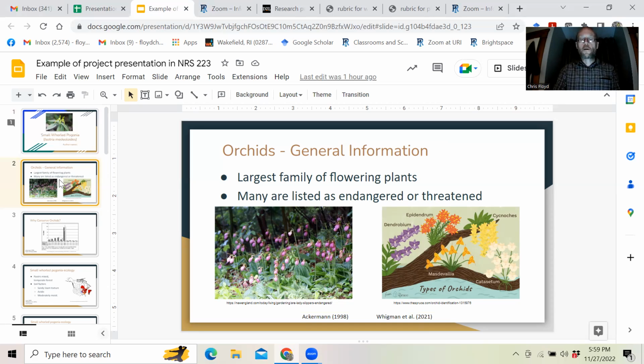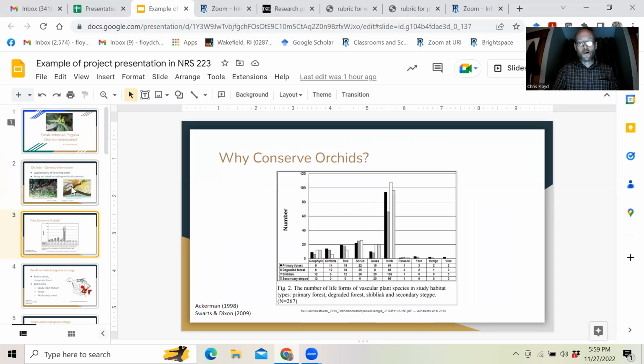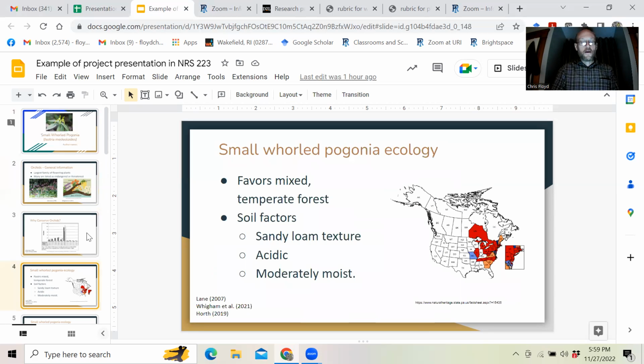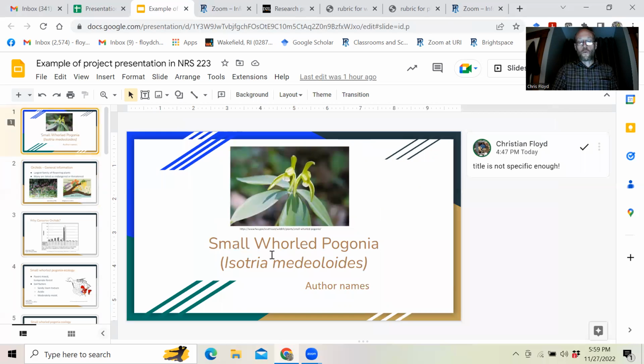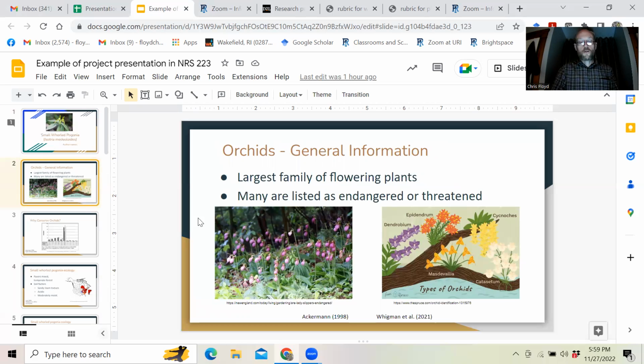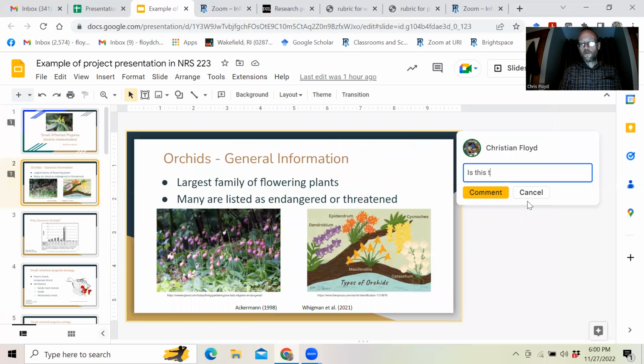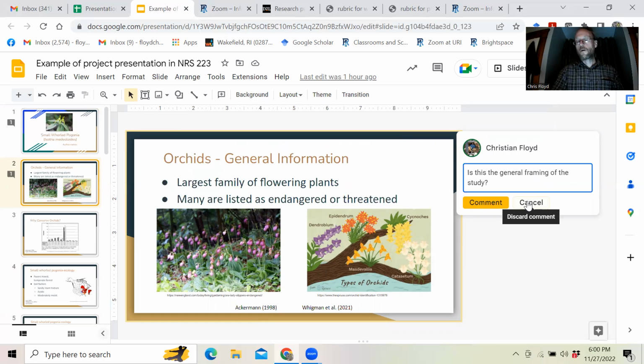But here's some general background here. They're communicating, and I should say something here that's missing. Well, sort of missing. So they start off here not talking about this small-world Pagonia. That's good. I assume this slide here is the general sort of framing. I'm going to put a comment here: is this the general framing of the study? I don't know.